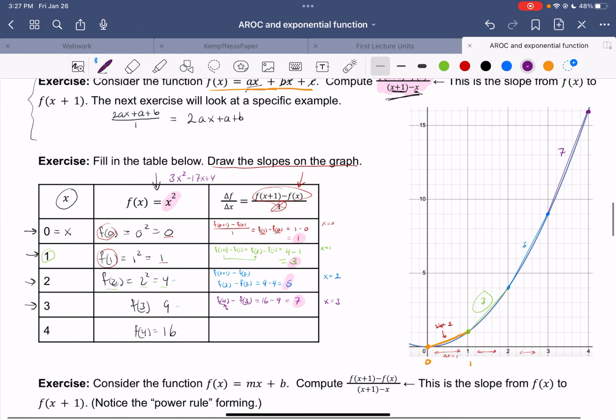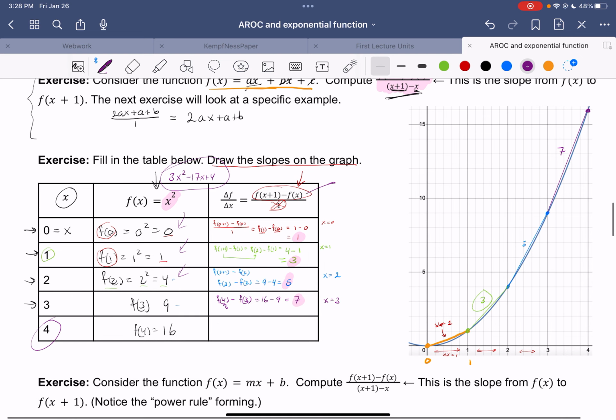Ugh, could you imagine having to fill out all these values? By the time we get to 4, I have to do 3 times 16 minus 17 times 4 plus 4. I would hate to plug 4 into this. That sucks, right? And then when we get here, we have to do all these computations. Oh, this sucks. But wait a second.